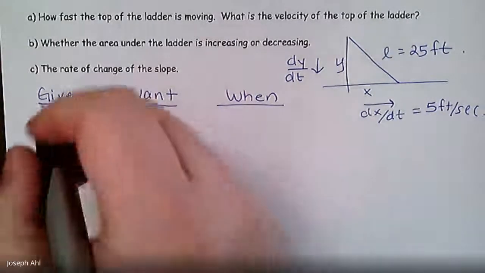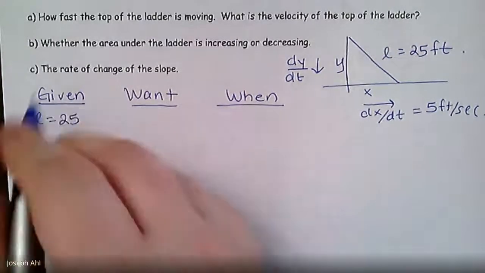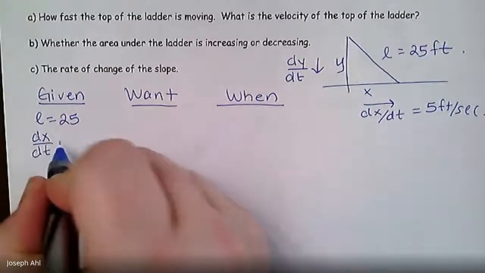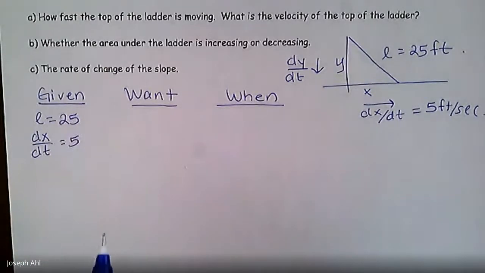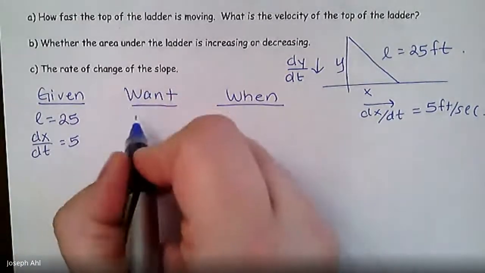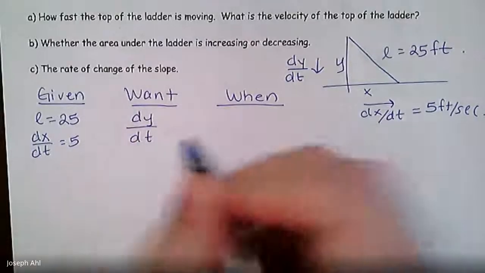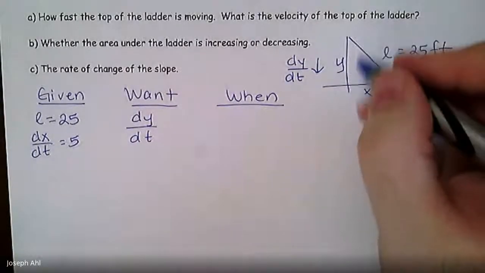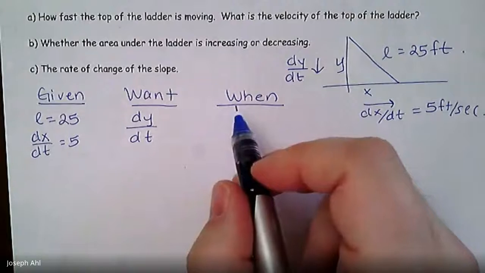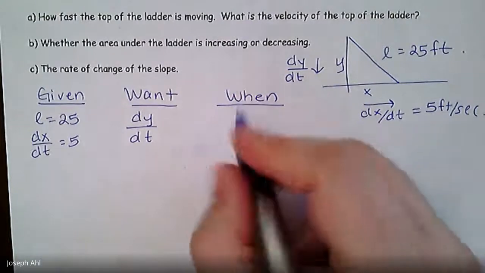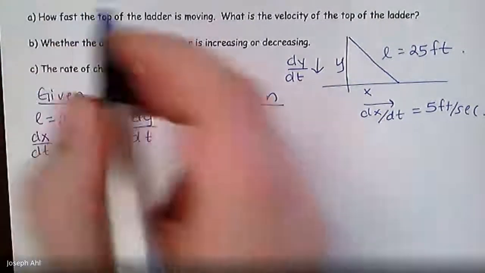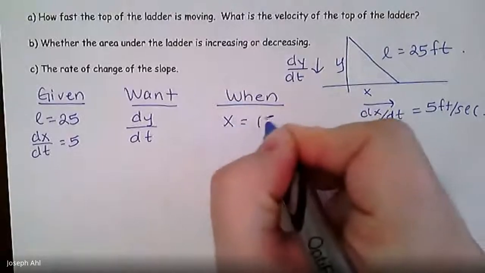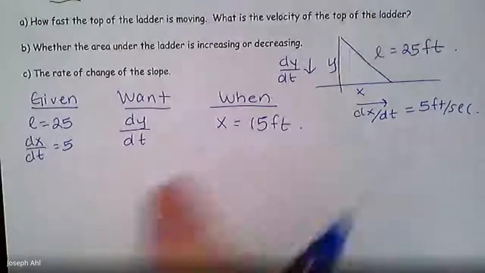Okay, so what are we given in this case? We're given that the ladder is 25 feet. We're given that dx/dt is 5 feet per second. What do we want to find out? We want to find dy/dt, the rate at which the ladder is moving down. And then when do we want to figure this out? We want to figure this out specifically when the ladder is 15 feet from the base of the house. So when x equals 15 feet.